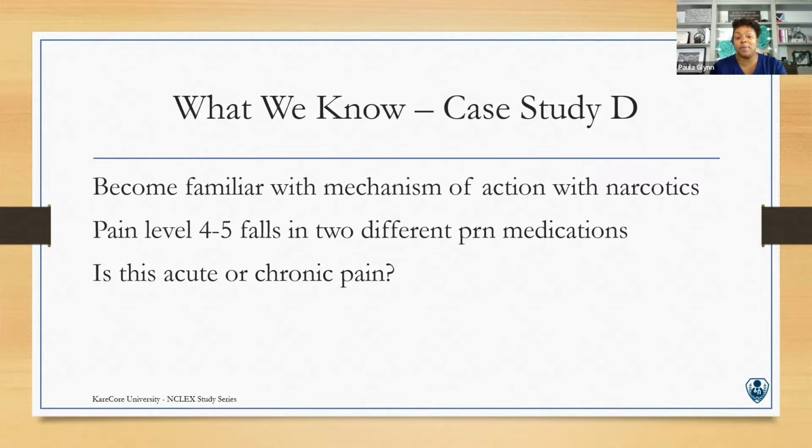Become familiar with the mechanism of action of narcotics. For every medication that you give, you want to understand what the side effects are so that you can anticipate any kind of needs or planning that is needed after you give the medication, or plan, of course, before you give the medication. So their pain level is 4 to 5. That falls in between 2 different PRN medications. And with this, I would ask the patient which they want. Keep in mind, if it's 1 day post-op, you might want to consider Percocet so that they can move around better and they can cough and deep breathe.